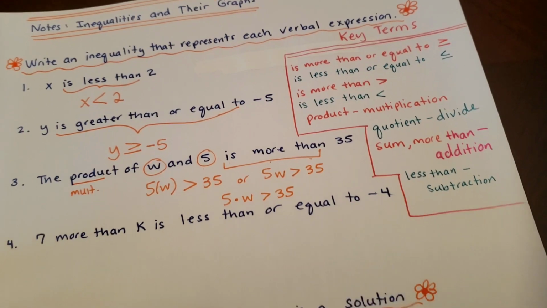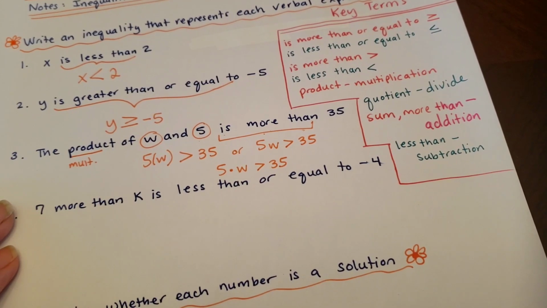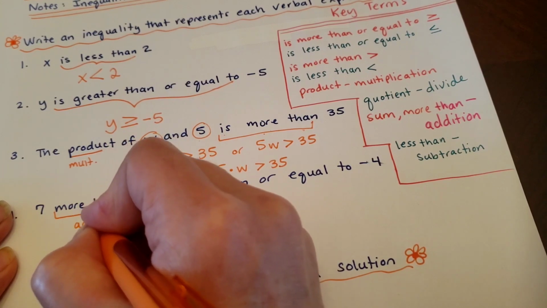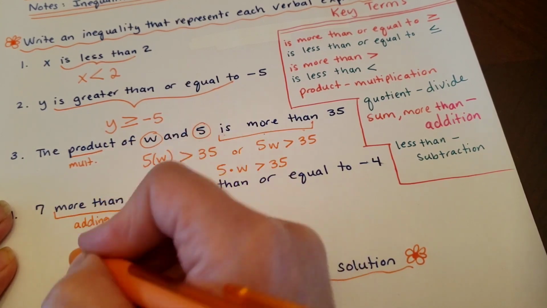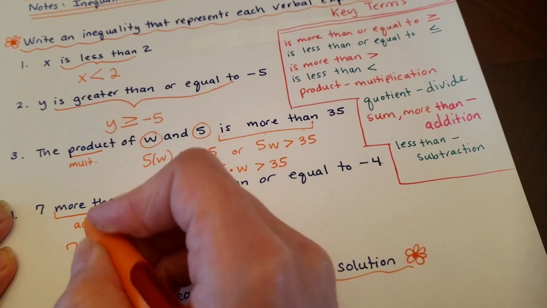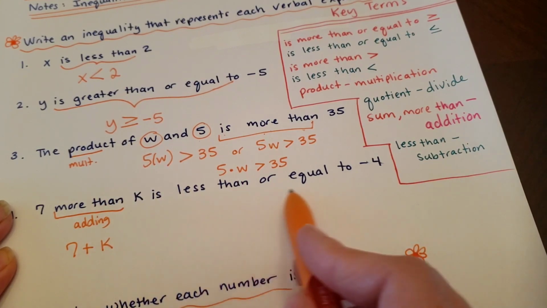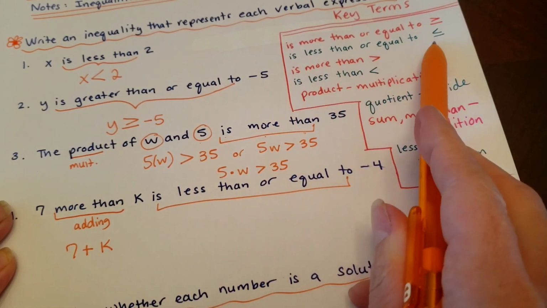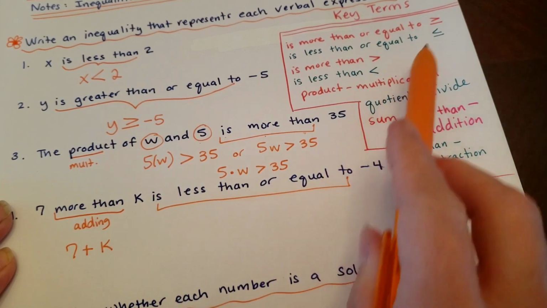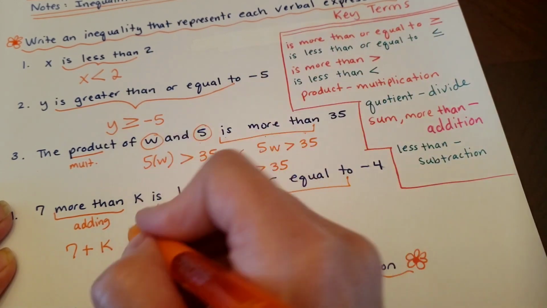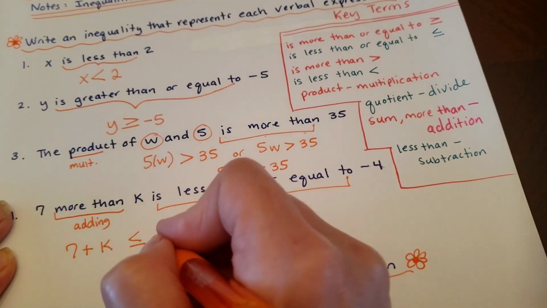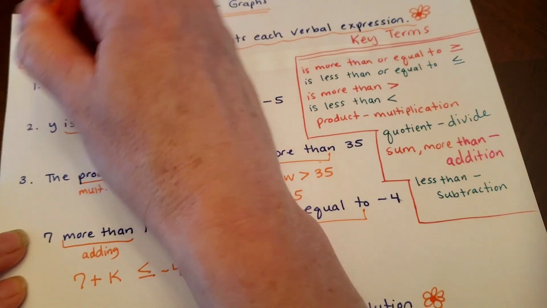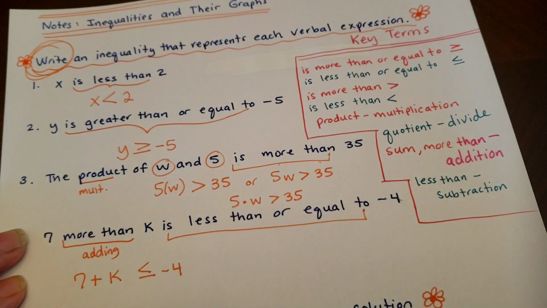Last one of this type. 7 more than k, all right, so there's no "is" here, so this "more than" is talking about adding. So 7 more than k would be 7 plus k. And then "is less than or equal to." So if we go back again, "is less than or equal to" is this inequality sign. So all of these words are just going to be replaced by a less than or equal to sign. And then -4 drops down. And again, it doesn't ask you to solve, it just asks you to write. So doing no solving at all just yet.